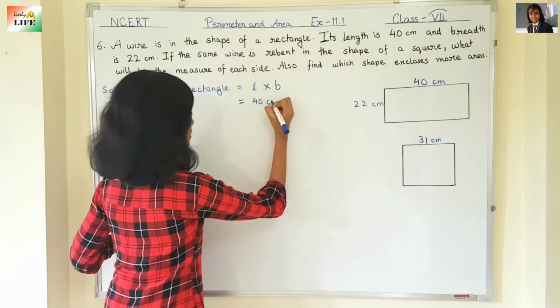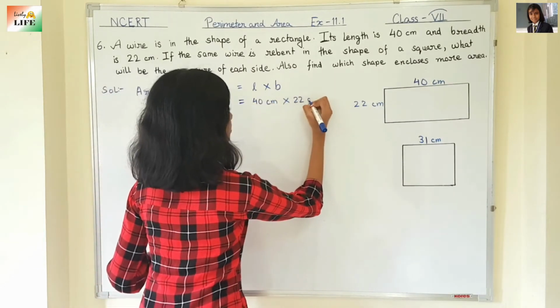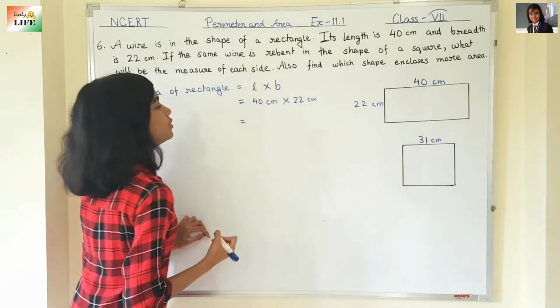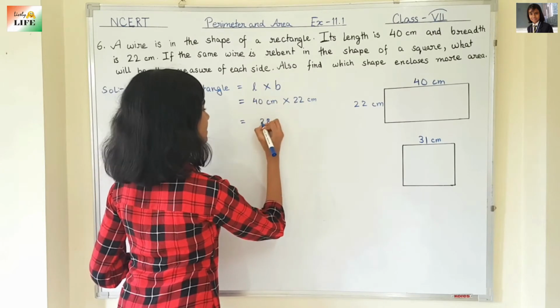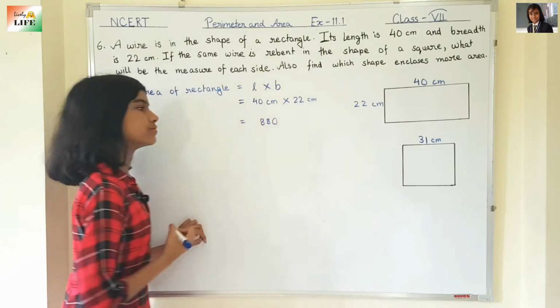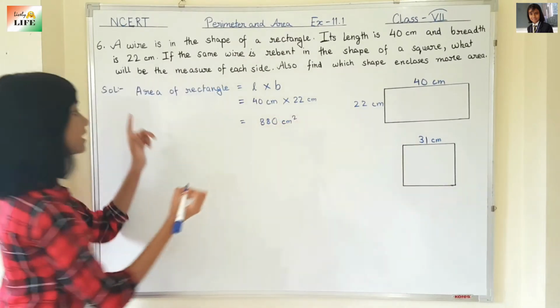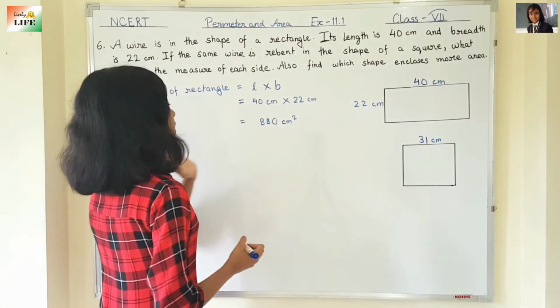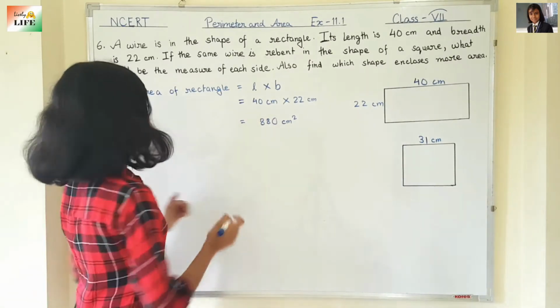Then L is 40 centimeter and breadth is 22 centimeter. So 4 2s are 8, 4 2s are 8 and 0, 1 0. 880 centimeter square because this is area, right? So 880 centimeter square is the area of rectangle. Now square.